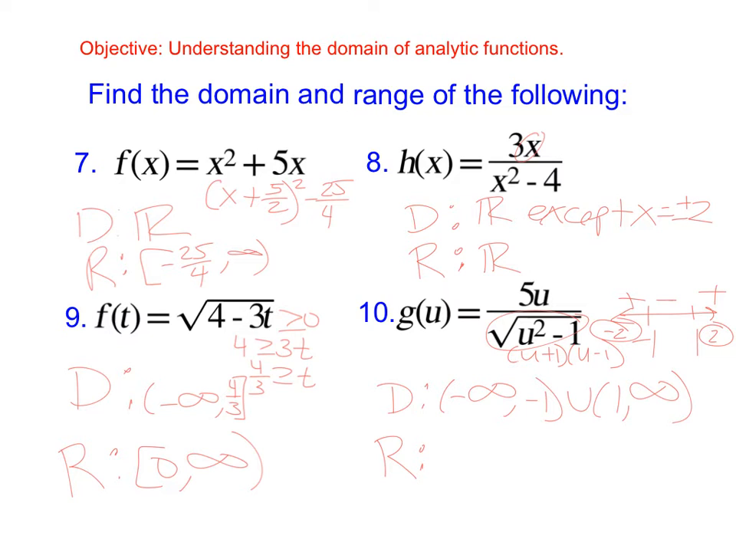When you talk about range, a lot of times you're looking at what's happening when the numbers get really big. So if we ignore that negative 1, we get 5u over the square root of u squared. That's 5u over the absolute value of u. So what ends up happening is it's actually negative infinity to negative 5, and then 5 to infinity. I wouldn't expect you to do that without a calculator. That one's pretty hard. I had to look it up. I couldn't remember what it looked like.